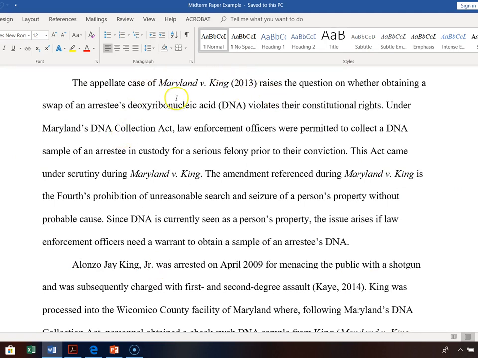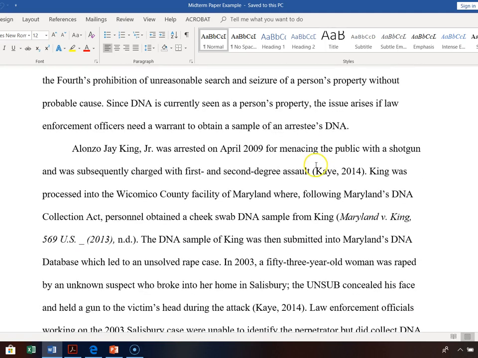Now, remember we saw the in-text citations. Look at this example. The appellate case of Maryland versus King 2013. This is going to be referenced on her reference page. Does that make sense?